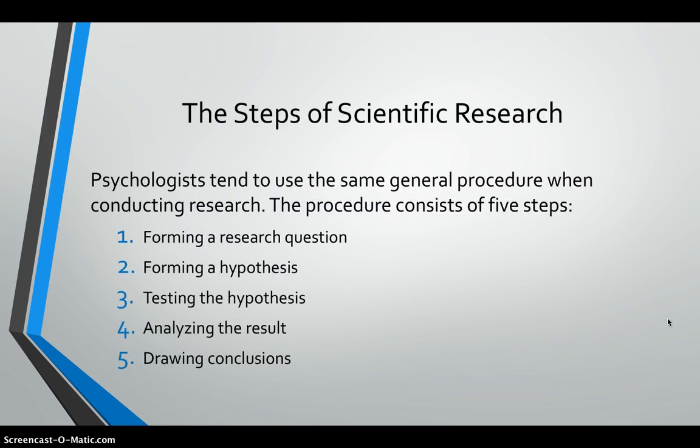The steps of scientific research. Hopefully this is somewhat familiar to you from science classes. Psychologists tend to use the same general procedure when conducting research. The procedure consists of 5 steps: forming a research question, forming a hypothesis, testing the hypothesis, analyzing the results, and drawing conclusions.